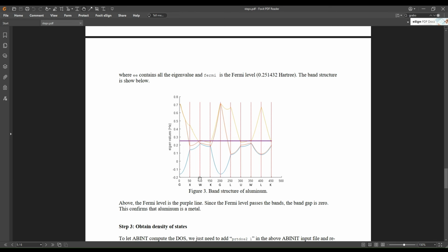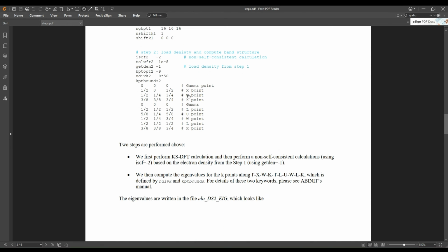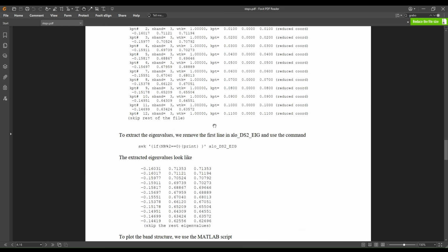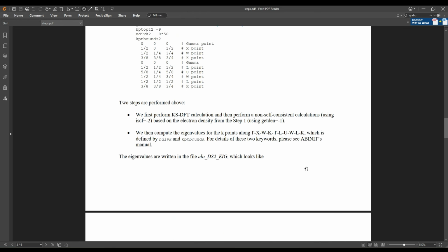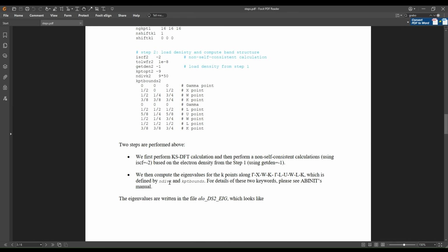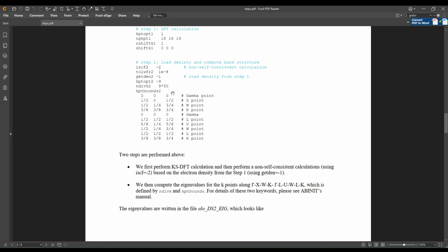The next point will be the W point, which is here. And after the W point will be the K point, which is here. You can also see from this graph that the resolution on each line segment is 50. We have 50 different key points on each line segment. So that's why the index goes from 0 to 50 to 100 to 150 to 200 in this way. It is 50 because for the ndivk keyword here, we define it as 50.